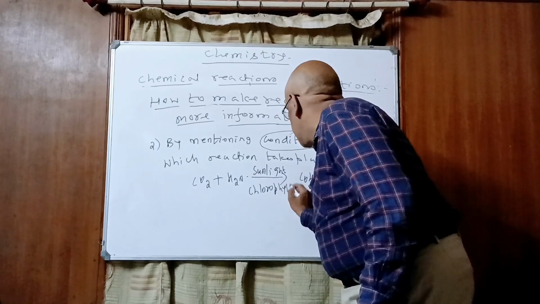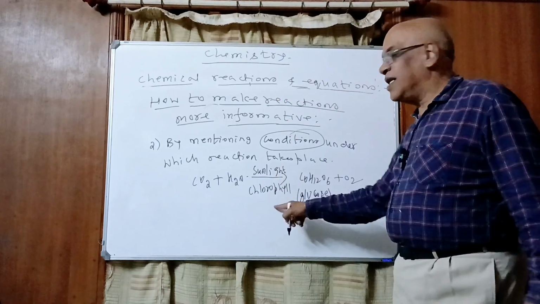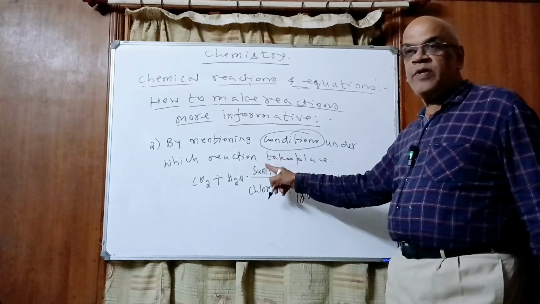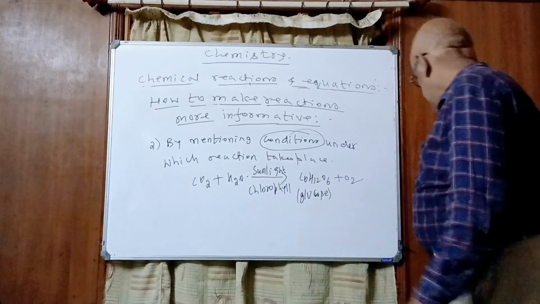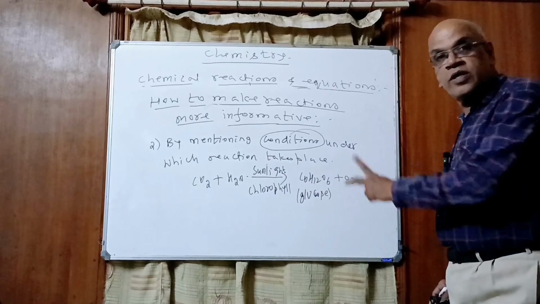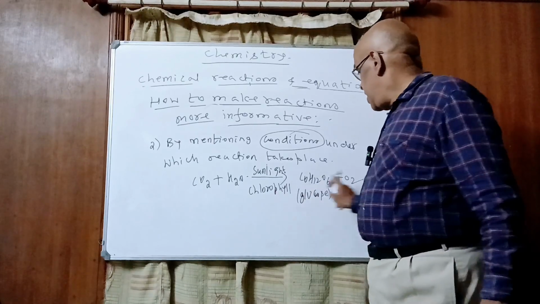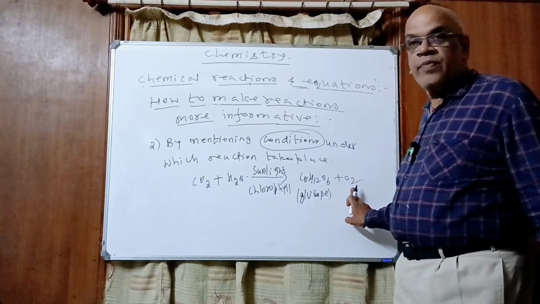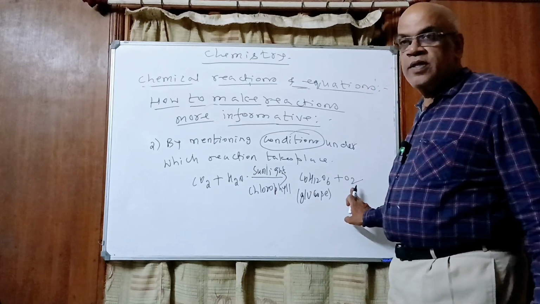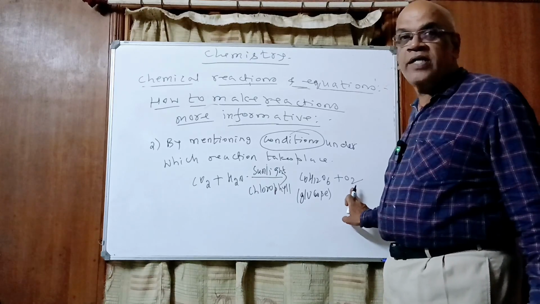That's it, children. So we have mentioned the condition. Plants prepare food only in the presence of sunlight. See, biology as well as chemistry, both these things are covered. Then what type of reaction? Oxygen is given. Reduction reaction.